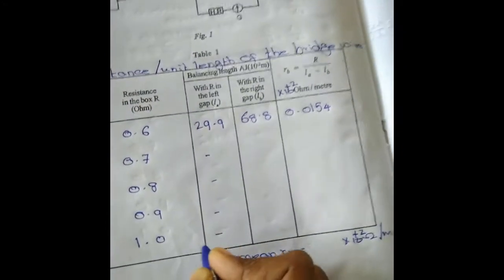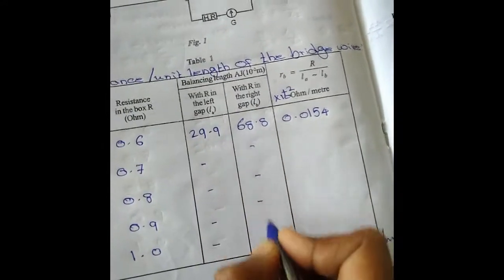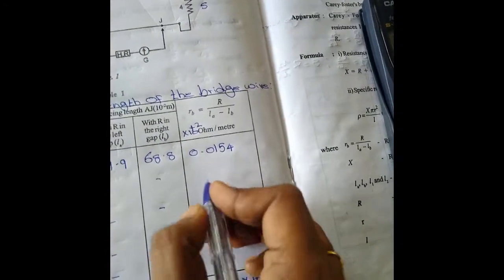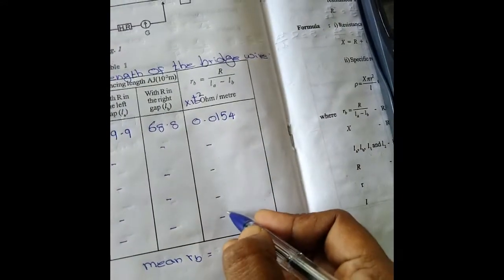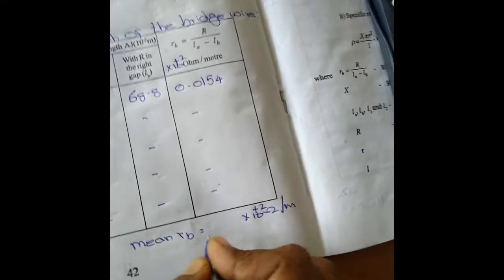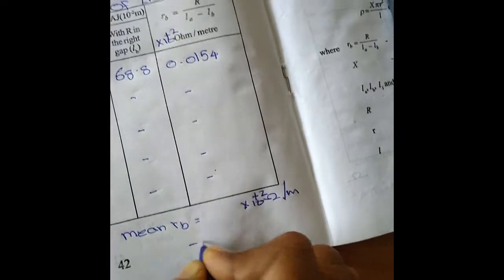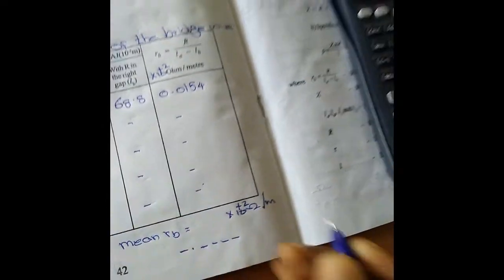We have calculated the value of L1 for all the other resistances. Similarly, we have calculated L2 also, after interchanging the positions of R and S. Now we can calculate the value for bridge resistance for all these values, and we can add all these values and divide it by 5 to get the mean RB value. Right? You will be getting something like dash point 1, 2, 3, 4. You will be getting a mean RB value.